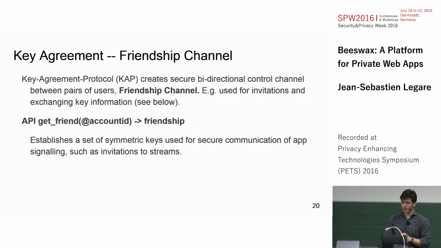So the friendship channels are bidirectional control channels between pairs of users. So if you have 3 friends, you have 3 friendship channels. And we use those channels to pass invitations. So we communicate keys between users with it. So there's an API call to create friendships that the application will do to talk to another friend.